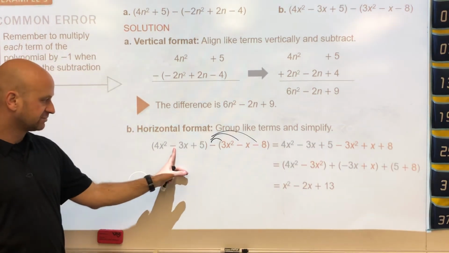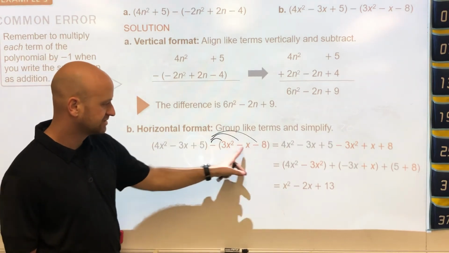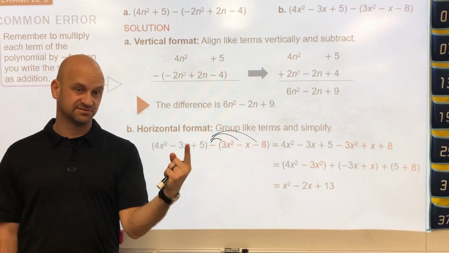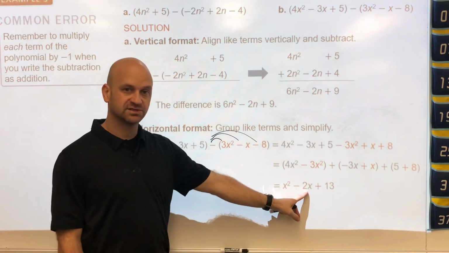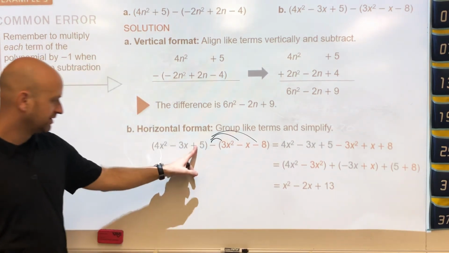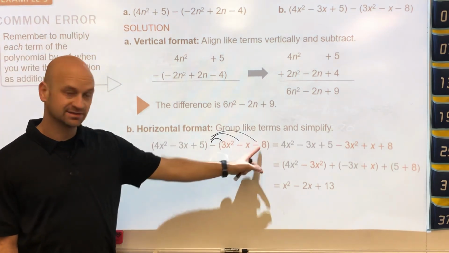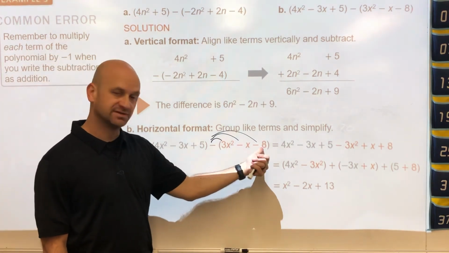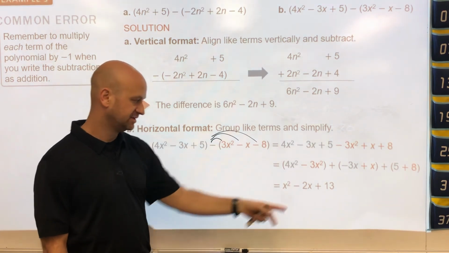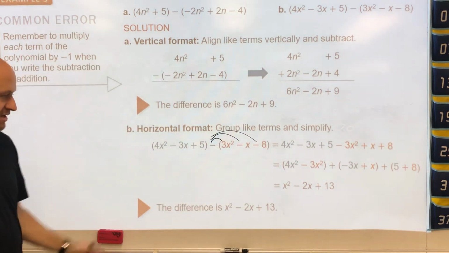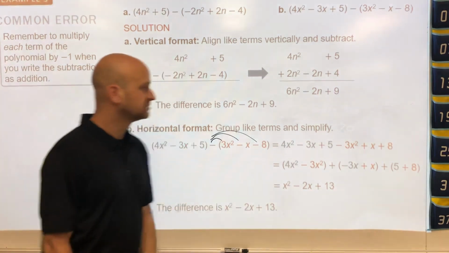We have negative 3x here, and when we do the opposite of a negative x, that gives us a positive x. So we have 3 negatives and 1 positive, and that's going to give us 2 negatives. We have 5 positives, and then the opposite of negative 8 is a positive 8, and that gives us 13. Okay, and then it's in order from greatest to least.